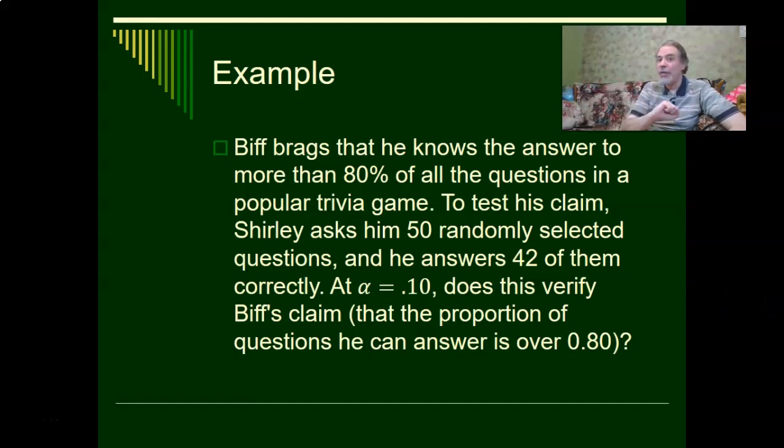Okay, so here we go with an example of a hypothesis testing problem where the claim that we're testing is about a proportion. Biff brags that he knows the answer to more than 80% of all the questions in a popular trivia game. To test his claim, Shirley asks him 50 randomly selected questions, and he answers 42 of them correctly. At alpha equals 0.10, does this verify Biff's claim?